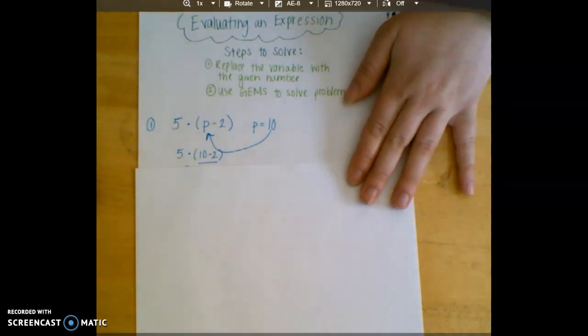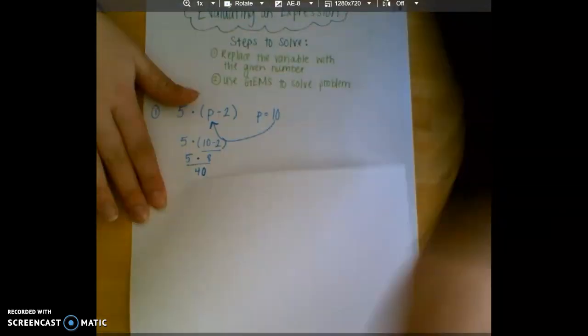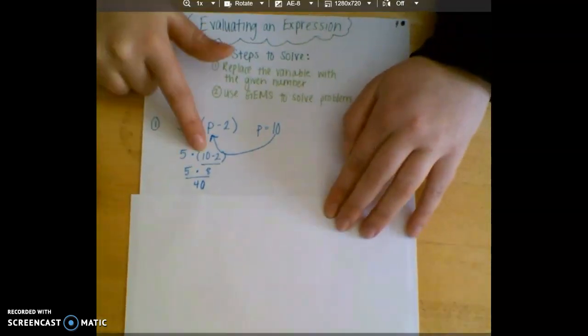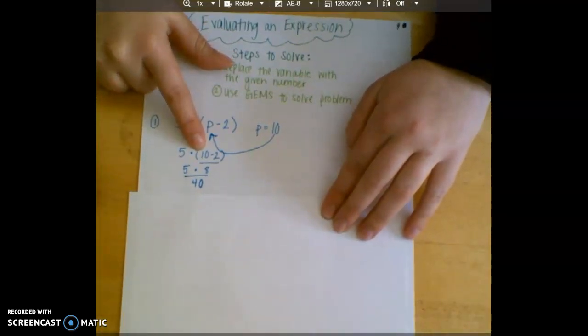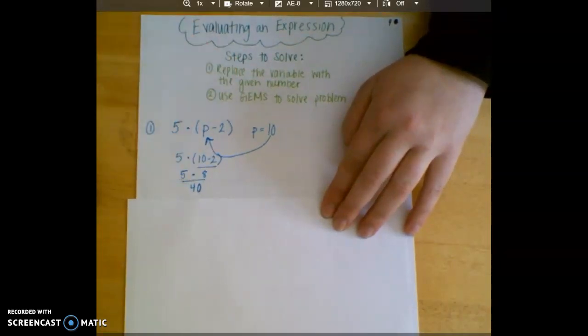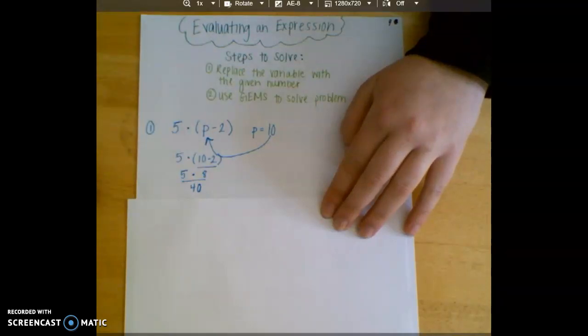Now we're going to go back a couple days where we underlined our work, and we are going to solve it. So when we solve that, we know first we have to do 10 minus 2, which is 8. Bring down our 5, bring down our multiplication because we didn't touch it yet. And 5 times 8 is going to give us 40.